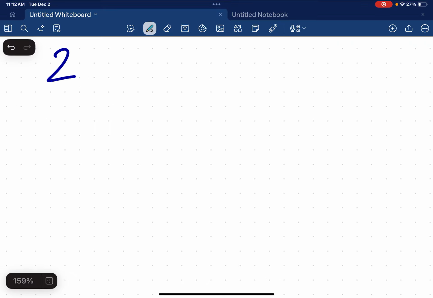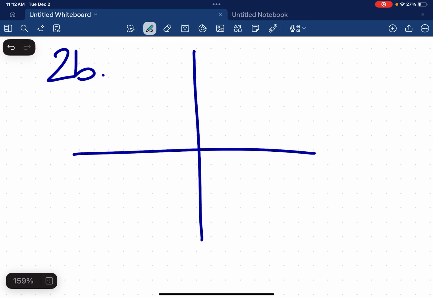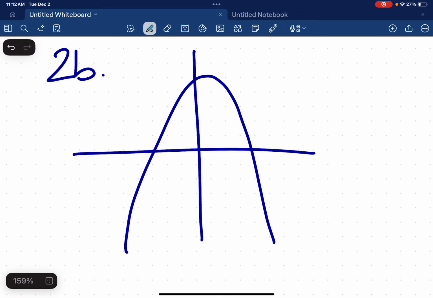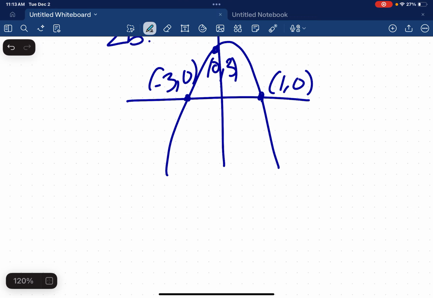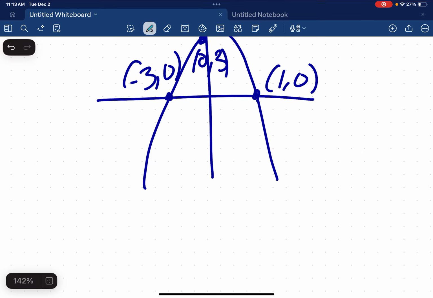Okay, on to 2b. This time we have a concave down function, so we know our a value is going to be negative. It gives us the point negative 3, 0. Okay, this isn't very accurate, but it also gives us, this isn't the vertex, by the way, this is not the vertex. It gives us the point 0, 3, and 1, 0. Okay, it seems the most appropriate form to write this in is going to be factorization form, in my opinion.